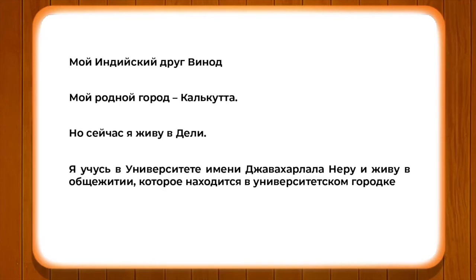Я учусь. So учиться has been conjugated in the form of я учусь. Где? В университете. In the university имени, named after Жавахарлала Неру. И живу в общежитии and live in a hostel. В общежитии. So общежитие after the usage of предлог в changes into общежитие, которое находится в университетском городке. So общежитие, that is why we have used который in a form of которое, which indicates the gender of the noun общежитие. Okay, now let's go ahead and pay attention to rest of the expressions.